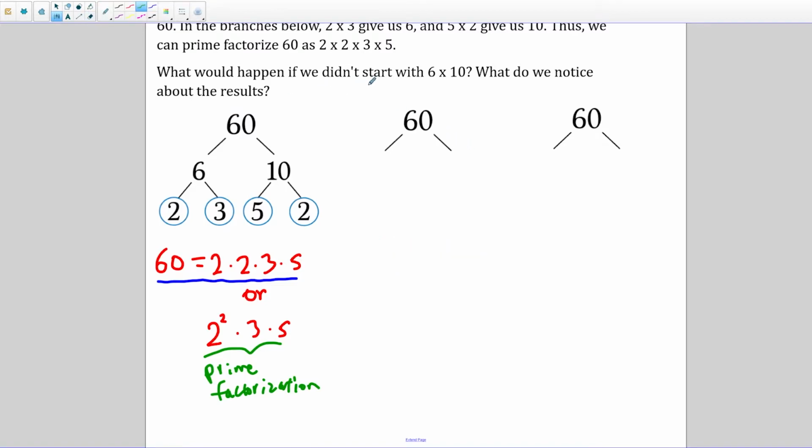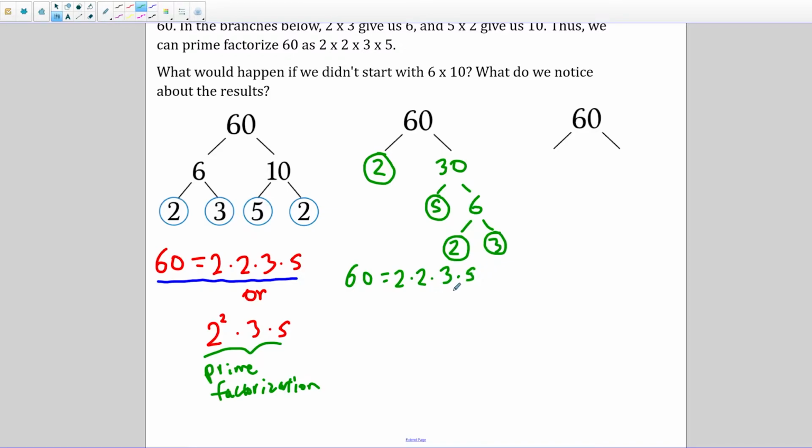So you might be wondering, what would happen if we didn't start with 6 and 10? Well, let's try it out. We know that 60 can also be broken down into 2 times 30. The 2 can't go any further, so I'm going to go ahead and draw a circle around it. 30 can be broken up into 5 times 6. 5 is a prime number, so I'll go ahead and circle that. And I can break down the 6 into 2 and 3. And 2 and 3 are both prime numbers, so I'm going to go ahead and circle those. So we can see here I'm left with 2 times 2 times 3 times 5.